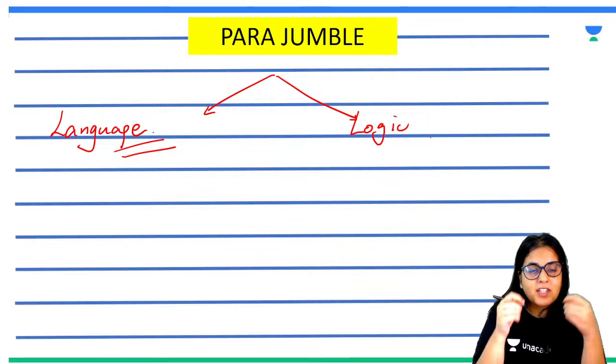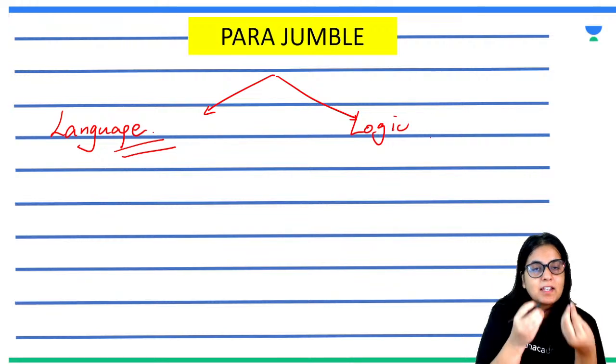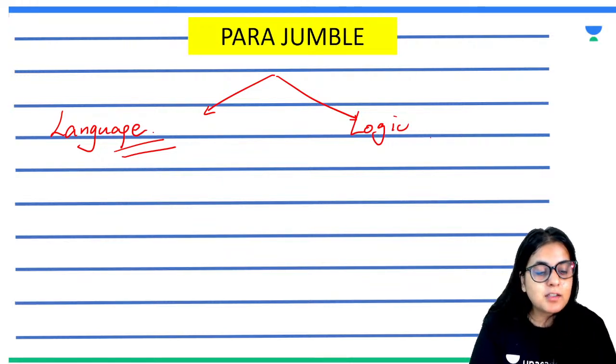So even if you falter, या आपका एक भी parameter छूट जाता है, let's say language छूट जाता है, logic छूट जाता है, then it becomes a problem.